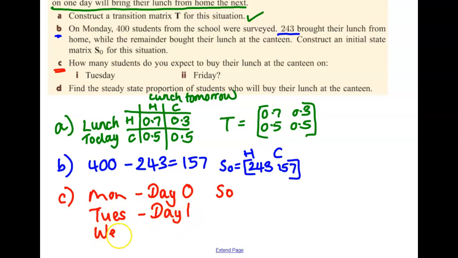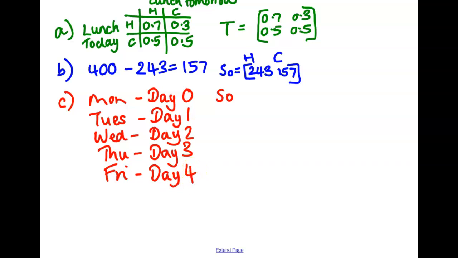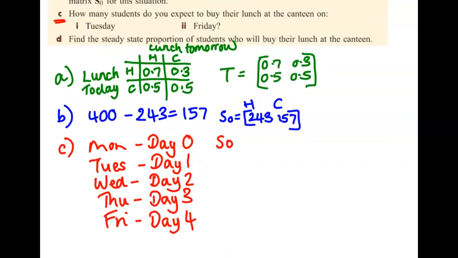That makes Wednesday day 2, Thursday day 3, and Friday day 4. So that is really important, and I think that's probably the point where most people go wrong.